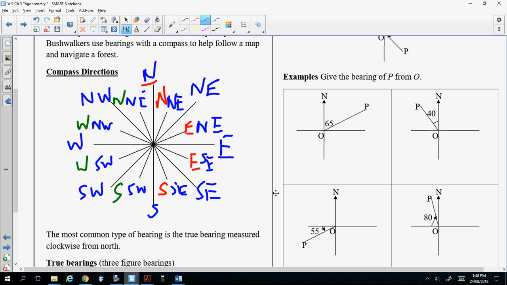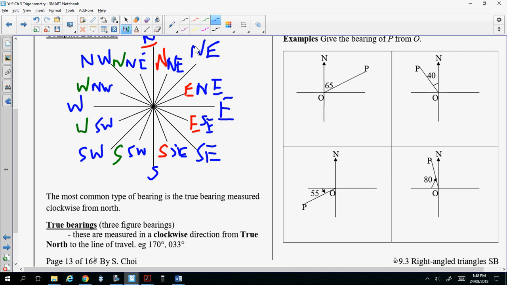Okay, what do we do after this? We'll look at true bearings. What are true bearings? These are called 3-figure bearings.